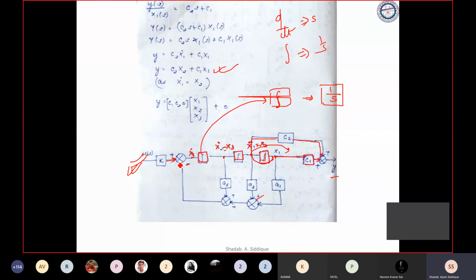So this is a very simple problem. You can go through this. I hope today's class is very clear. State variable analysis is very, very easy.